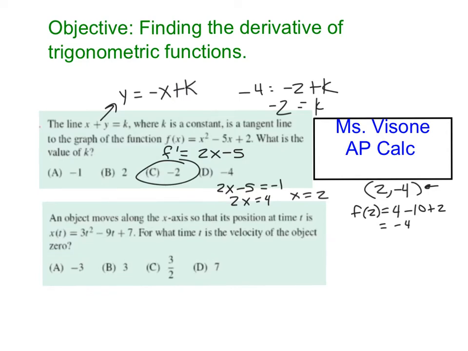All right. For what time is the velocity of the object 0? So v of t, we need the velocity. 6t minus 9. Set that equal to 0. It's pretty easy. 9 over 6, which is 3 over 2. C and C.